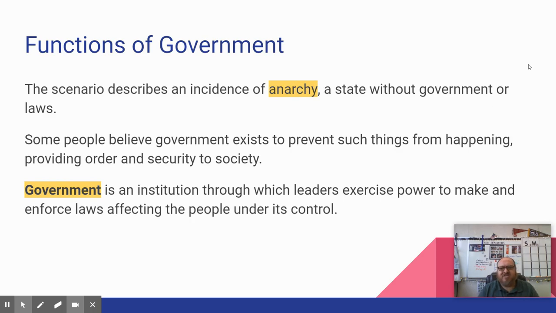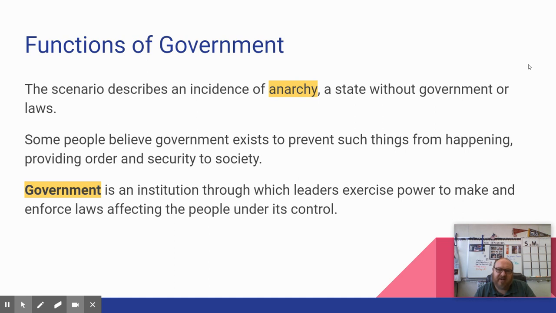All right, so here we get to the functions of government. What are the functions of government? Well, the scenario that we talked about earlier about the storm and everything was a description of an incidence of anarchy, a state without government or laws. Police aren't enforcing the laws, maybe because they're not around or whatever, but mobs running around, there's no communication, there's no order at all. Some people believe the government exists to prevent those kinds of things from happening by providing order and security to a society.